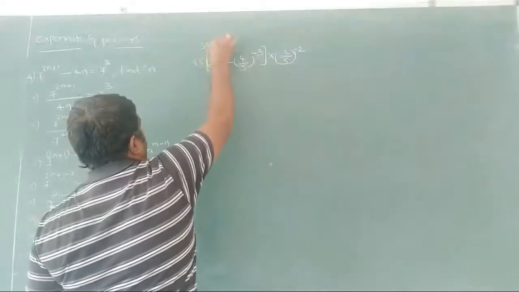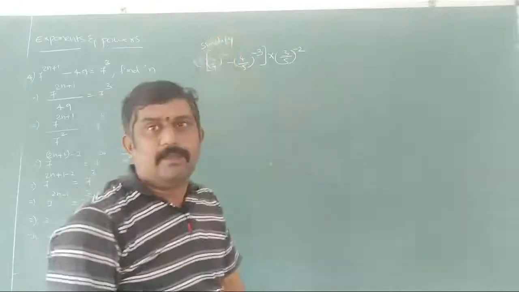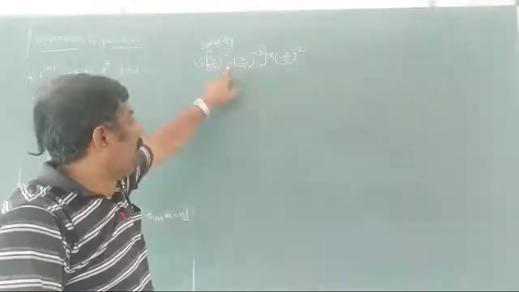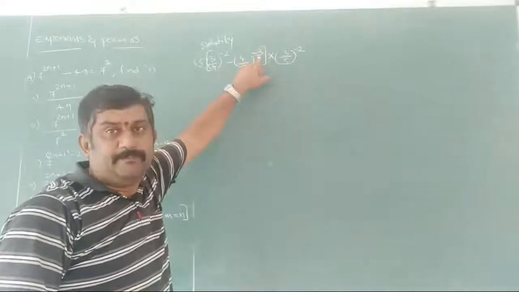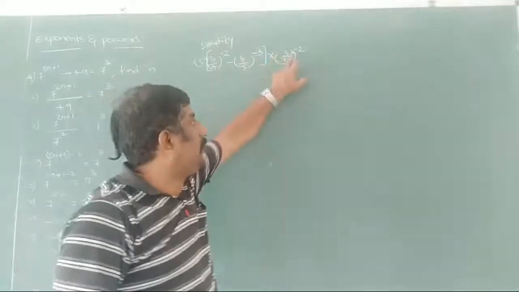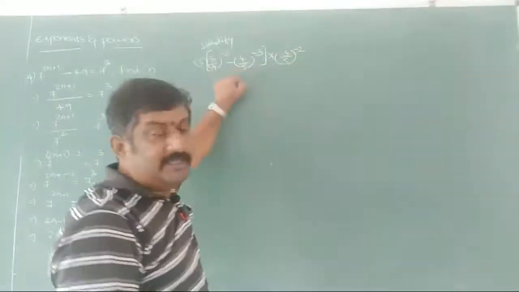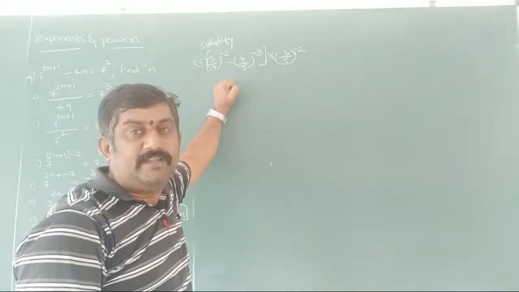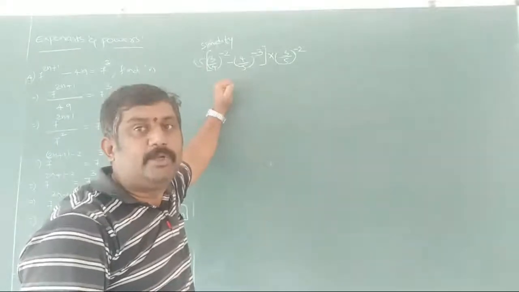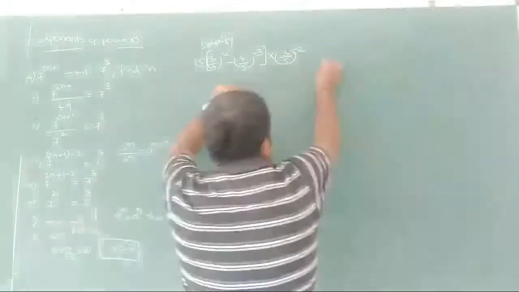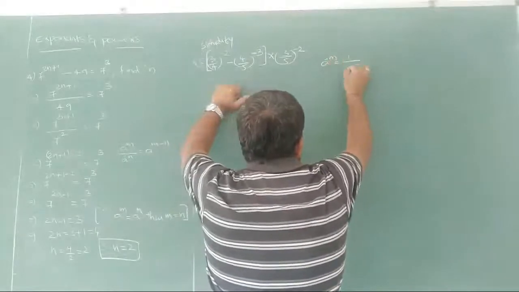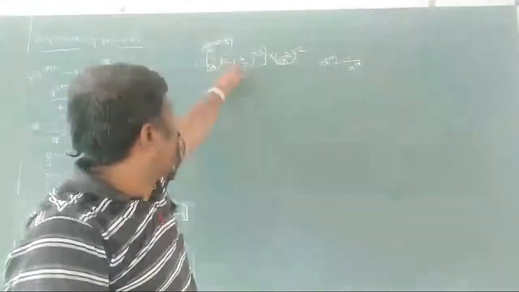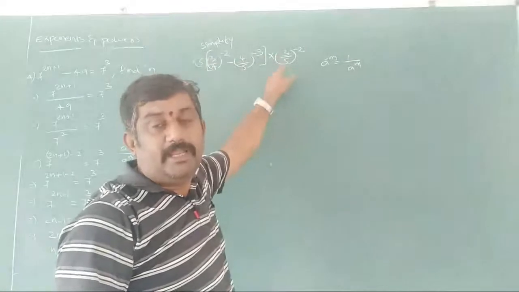Simplify 3 by 4 whole to the power of minus 2 divided by 4 by 5 whole to the power of minus 3 into 3 by 5 whole to the power of minus 2. You observe here in the given problem all are negative exponents. According to negative exponents, the numerator part we should get into the denominator, like a to the power of minus m is equal to 1 by a to the power of m. But you observe here, all are given in fractions.